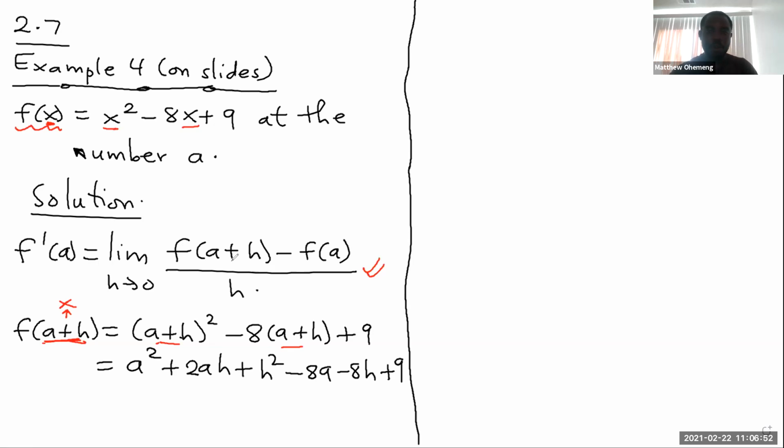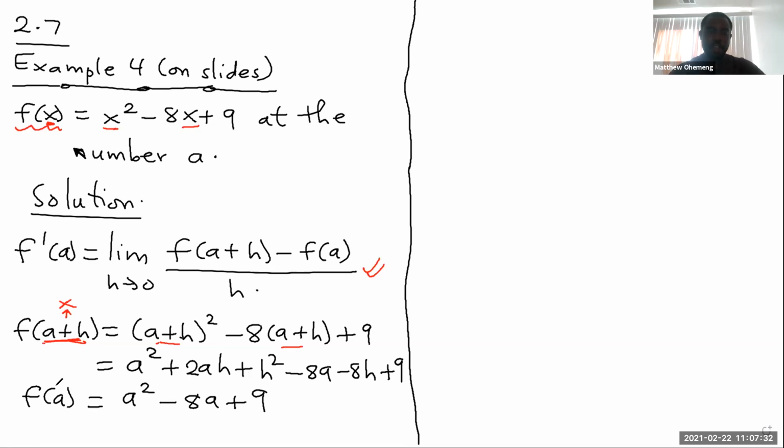Now, I don't want to put this f of a plus h directly here because it will be too long. So let me just find f of a. Maybe let me ask you this, right? For f of a, what will it be? Can anyone please help me with this? You can unmute yourself and speak, or you can send me a chat. Either one works. So f of a, what would this be? I think it will be a squared minus 8a plus 9. Perfect. Thank you so much, Daniel. So it will be a squared minus 8a plus 9, right?